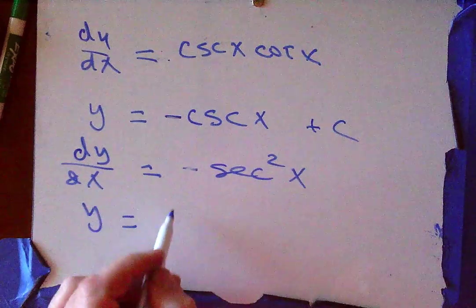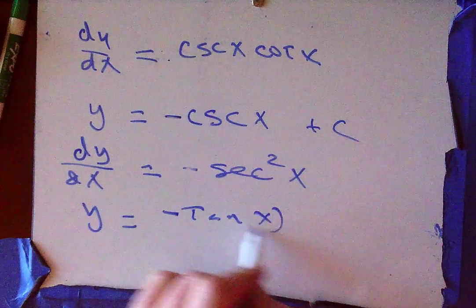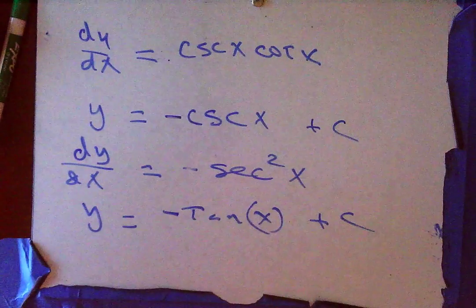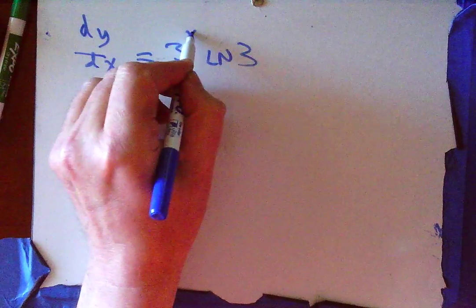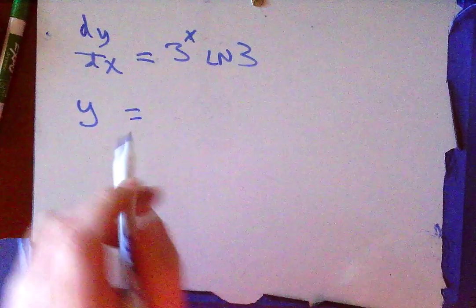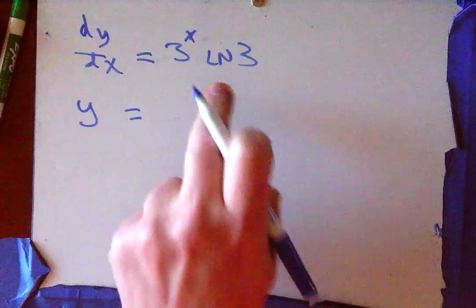Negative tangent plus c. Good. And our last row of problems. dy/dx equals 3 to the x ln of 3. Y would equal what? Whose derivative is this?